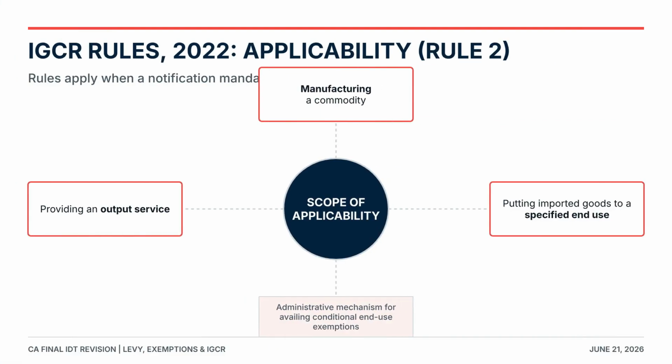The Customs (Import of Goods at Concessional Rate of Duty or for Specified End-Use) Rules, 2022, commonly called the IGCR rules, provide the administrative framework for availing concessional customs duty benefits. The IGCR rules apply when a notification specifically requires compliance with them, or when imported goods are intended for manufacturing a commodity, providing an output service, or being put to a specified end use. The objective is to ensure that concessional imports are actually utilized for the intended purpose. Therefore, while exemptions reduce duty, the IGCR rules ensure accountability, monitoring, and proper utilization of imported goods.